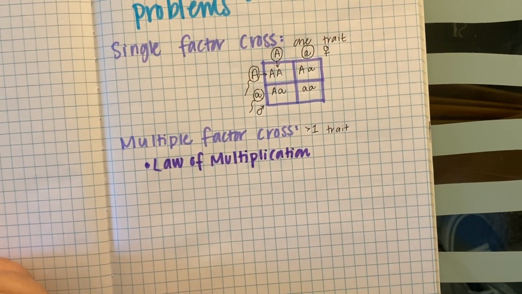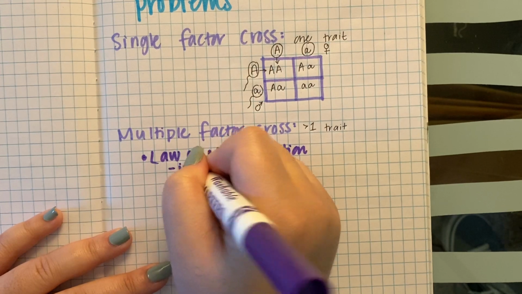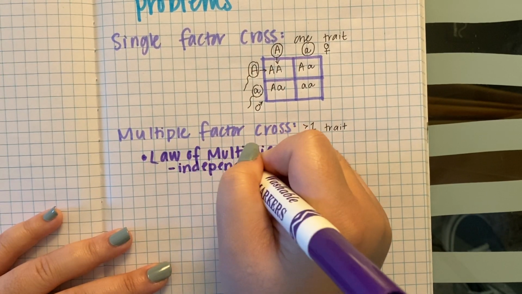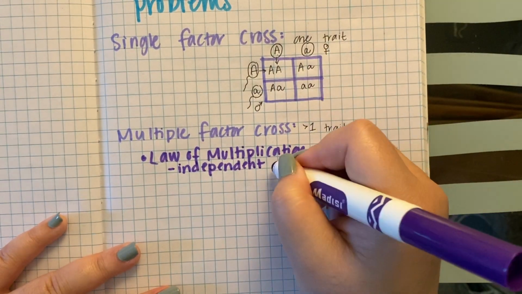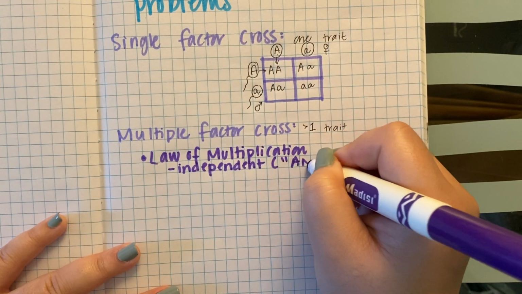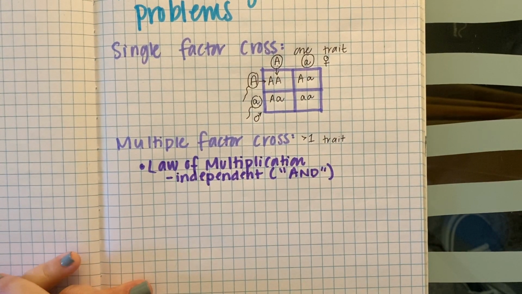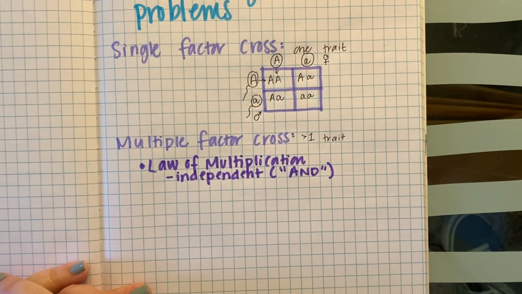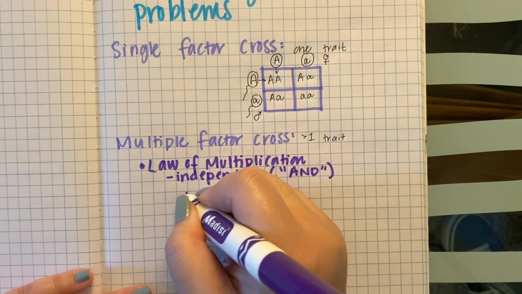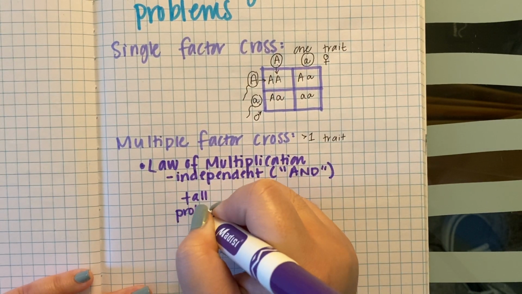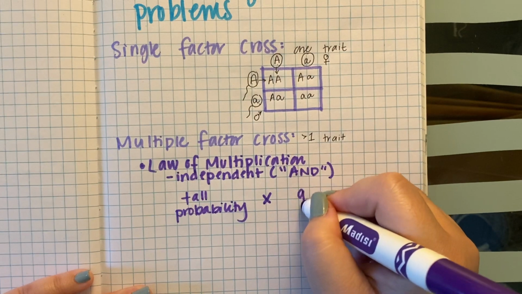So the law of multiplication will apply if the 2 traits are independent of each other, and the way that you're going to tell if they're independent of each other is if you see the word "and." So if the question is asking, what are the chances that my offspring is tall and green, we're talking about plants, when you see that "and," you would take the probability of them being tall and you would multiply that by their probability of being green.